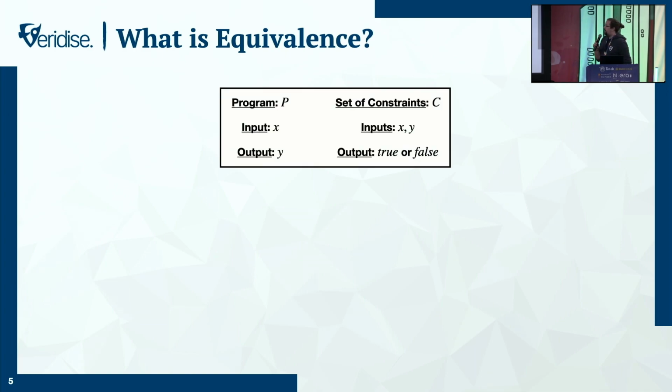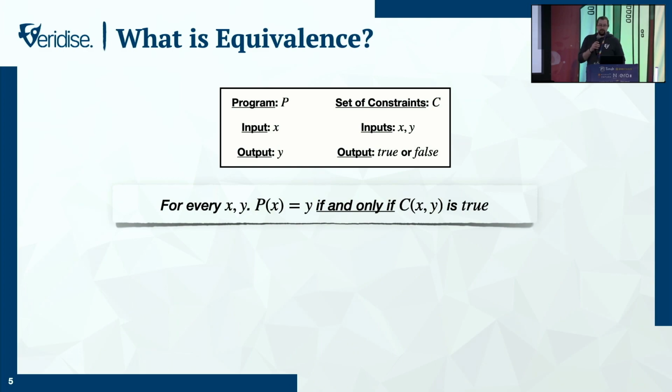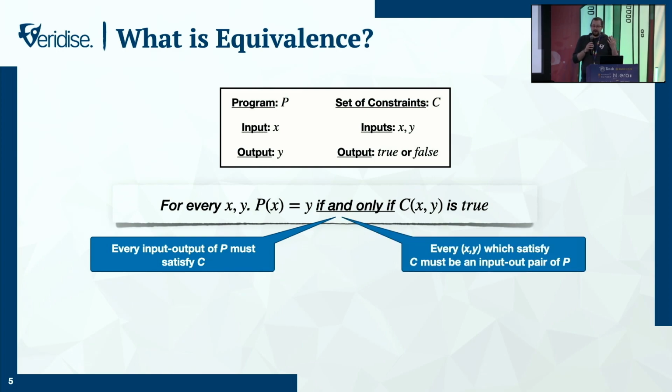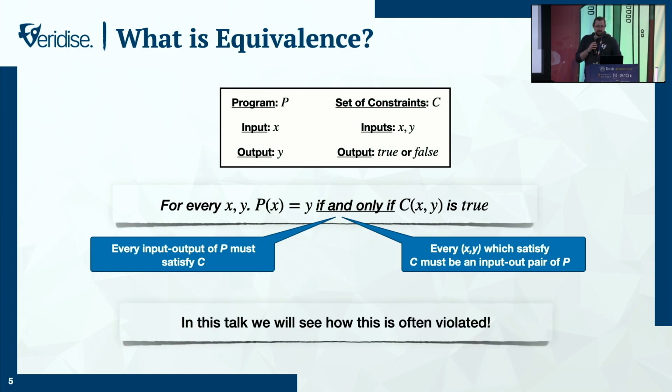I already talked a little bit before about the two parts of the circuit. You have your computation that's going to take in an input x and output something y. And you have a set of constraints that takes in both your inputs and your outputs, and eventually ends up returning true or false. Really what you want to do is solve this formula. In particular, you want to make sure that every input and output of P must be accepted by your constraints, but also the only thing accepted by your constraints should be inputs and outputs produced by your computation. In this talk, we're going to look at ways in which we've seen this being violated in the wild.